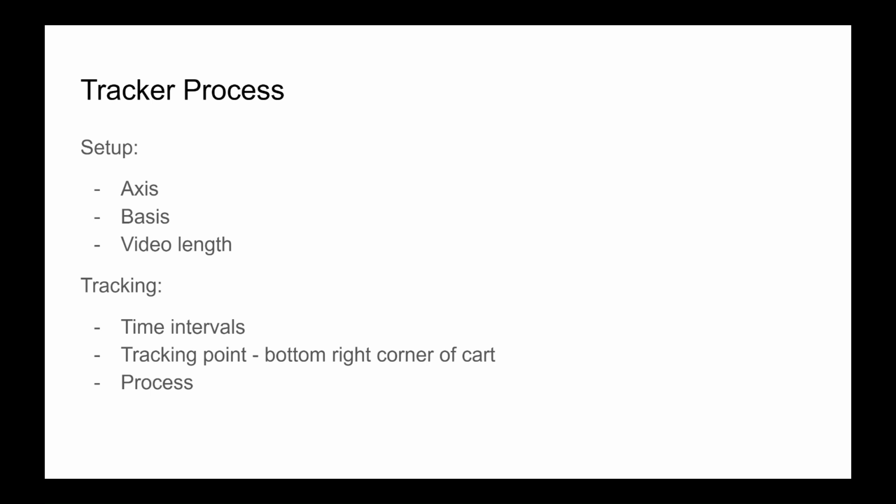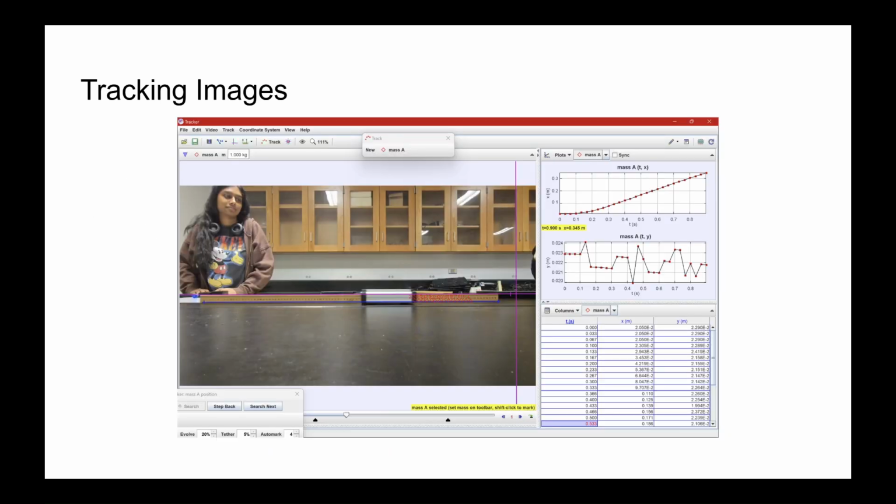To track it, the time intervals are 1/30th of a second, and I tracked the bottom right corner of the cart. Every 1/30th of a second, I would click to track the new position of the bottom right corner of the cart. This is what it looks like, and all the red diamonds here show the different positions of the cart as it moves throughout the video.